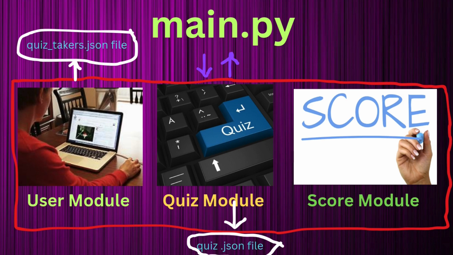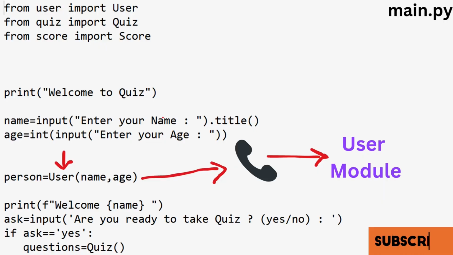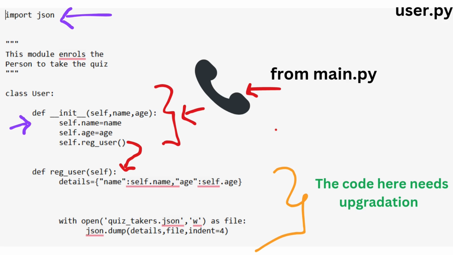But according to our previous version of code, after getting the user's name and age, we are just enrolling it inside the quiztakers.json file using this user module. We never really bothered to see whether the contents inside that file are updated in the correct format or not. Once the name and age come from the main file, the values are initialized here, and this register user method is called from the init method, and the name and age are set here, and these details are written to the quiztakers JSON file using the dump method.